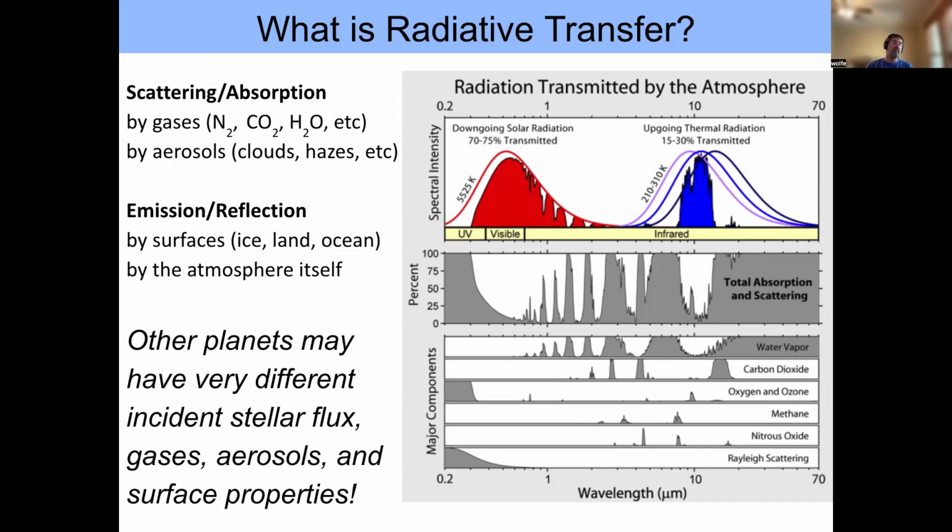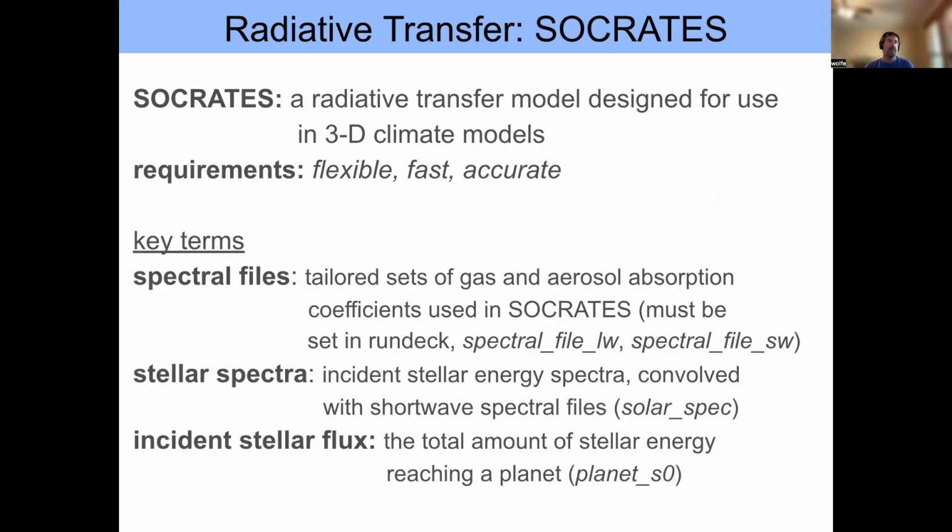So Socrates is not used in the core Model E for NASA GISS. They have a radiative transfer model tailored tightly to Earth, where Socrates provides us a great deal of flexibility in order to change the specifications of what gases and aerosols we are considering as the absorbing species in the model. So next slide, please.